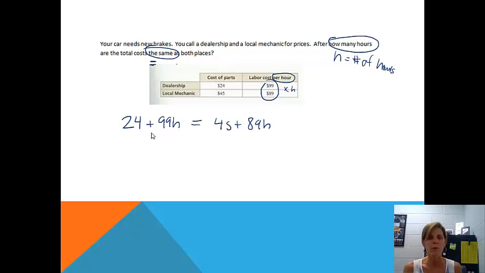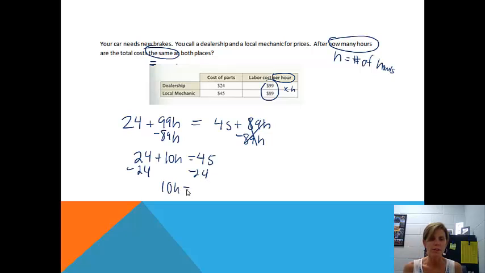So now we have hopefully an equation that we know how to solve. I'm going to get my h's together, so I will subtract 89h from both sides. When I do that, I'm going to get 24 plus 10h equals 45, and these h's drop out. Then to solve for h, I'm going to subtract 24 from both sides, and so I'll get 10h equals 21. And then to get h by itself, I'll divide by 10, and I'll get h equals 2.1.